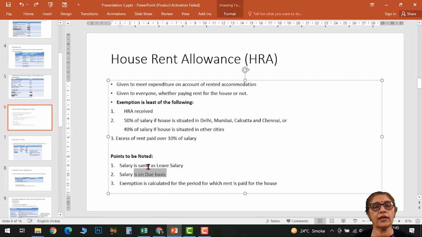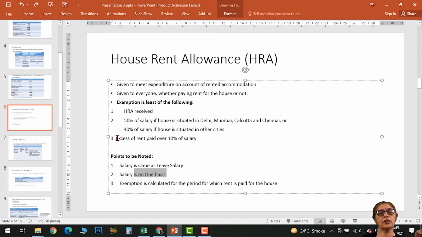The basic, DA, commission is the salary that we take. Of that, we take 50%, half, if you are staying in Delhi, Mumbai, Calcutta or Chennai. Otherwise, 40%. So you have to be very, very careful about this in the question. If the question says he stays in Delhi, we take 50%. He stays in, say, Kanpur, we take 40%.